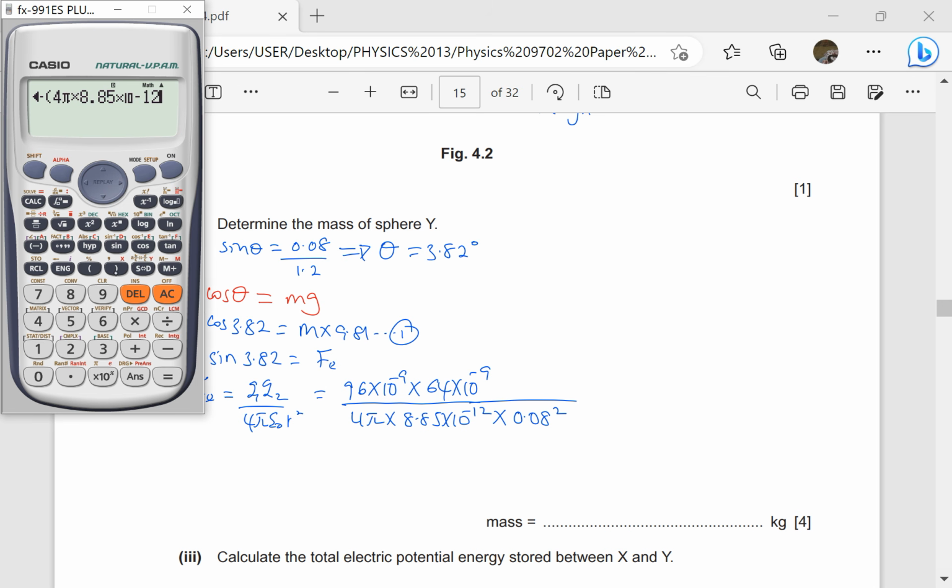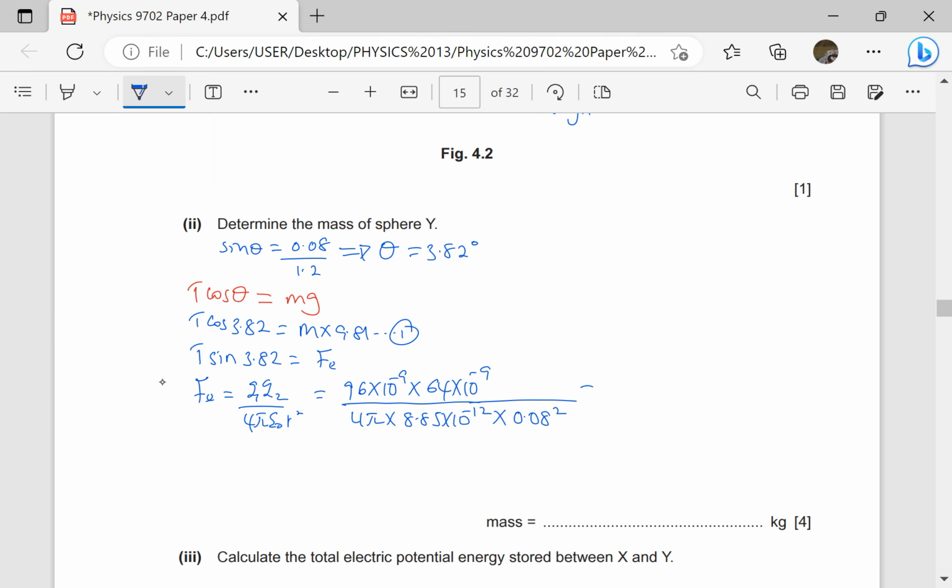Okay, let me first divide that. Then I can continue further and divide by 0.08 squared. So this is 8.63 times 10 power negative 3 newtons. That is the force due to the electric field. Therefore, T sine of 3.82 should be equal to 8.63 times 10 power negative 3.